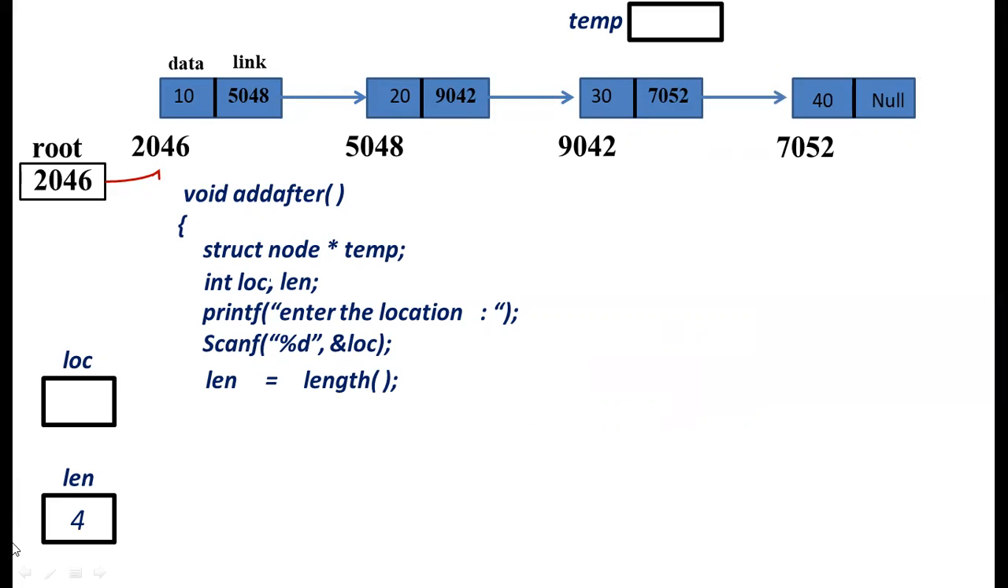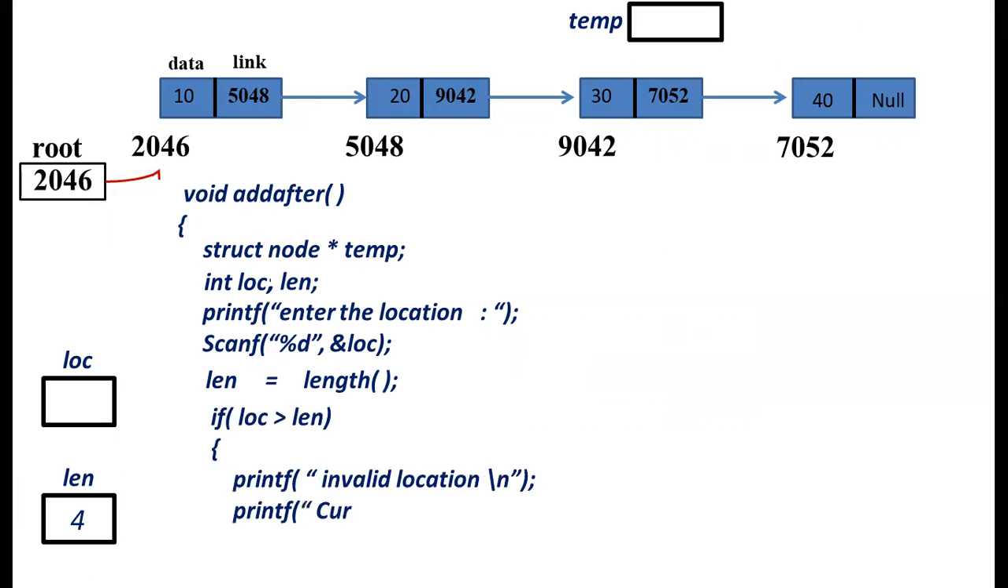Here the length function returns the length that we are collecting into len, the defined variable. Suppose the location we are given is greater than the length. If the location value we are giving is greater than the length, then we need to give an error message saying invalid location, and also a message saying that the list is currently having %d nodes. At the %d we print the length. So currently the list is having 4 nodes.